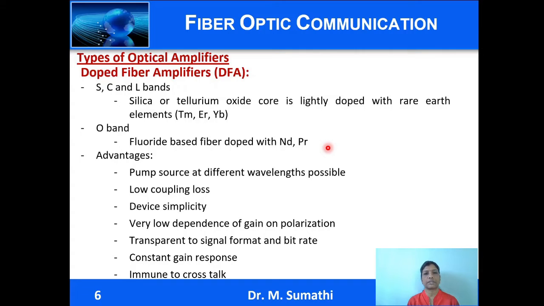The disadvantage of fluoride based fiber is that the excitation power required is higher, and also fluoride is brittle and handling is a little difficult. The advantages of doped fiber amplifiers are that different pump sources operating at different wavelengths can be used. The coupling loss when these amplifiers are coupled into the fiber is less. The device is simple and has low dependence of gain on polarization. And very importantly, it is transparent to signal formatting and data rates. Therefore, the amplifier can amplify signals of different formats and also at different data rates.